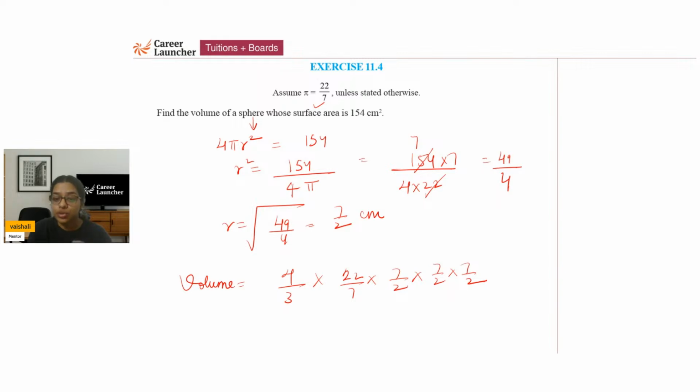And if you are going to do the calculation, let me know in the chat what answer you are getting. We can also cancel this 2 with the 4. So 11 into 49 by 3. And this is approximately 179.66. Something like this will come. And it is going to be in centimeter cube, because the radius is given to me in centimeters. So I hope the main use of the surface area is clear, that we found the radius from it, and we substituted it into the volume formula.